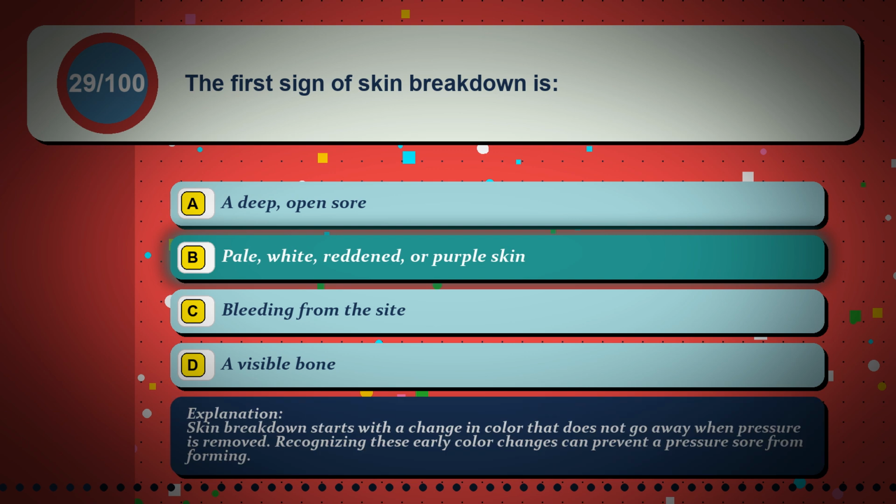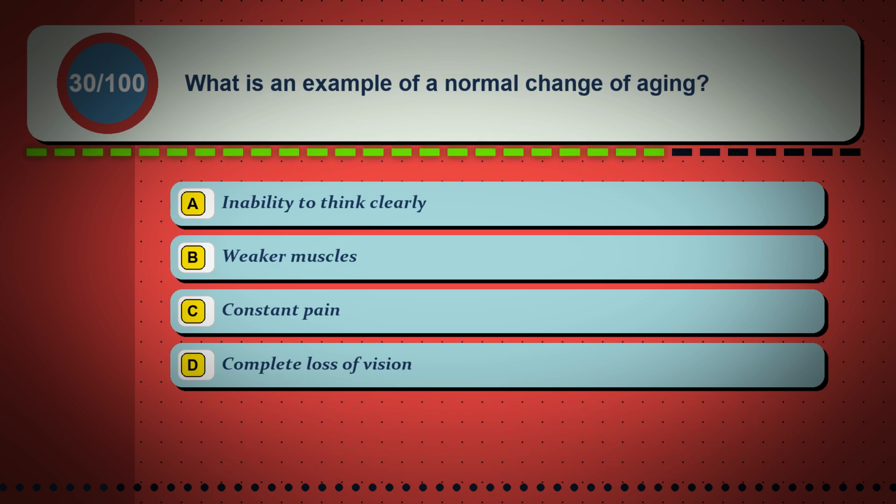Skin breakdown starts with a change in color that does not go away when pressure is removed. Recognizing these early color changes can prevent a pressure sore from forming. Question 30. What is an example of a normal change of aging?